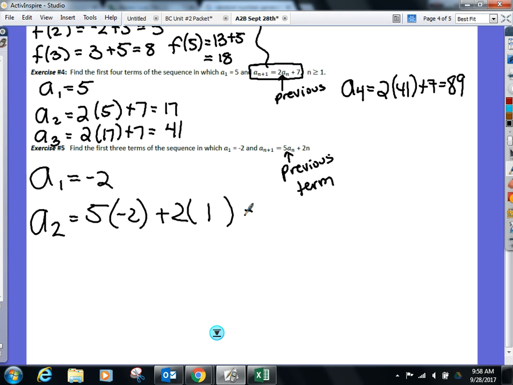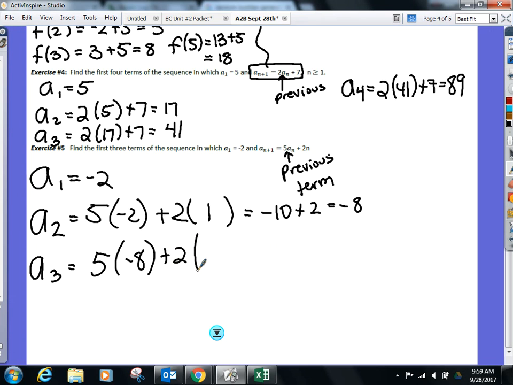So let's keep going. We still got a third term to do too. What do I end up getting here? -10 plus 2? -8. Okay, let's see if we get the third term here. Ready? Go with me here. 5 times the previous term, -8, good. Plus 2 times now the n value.